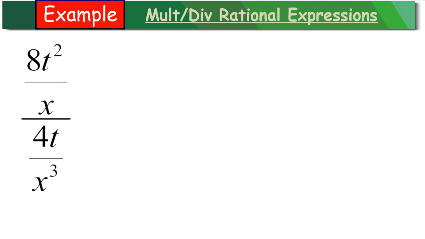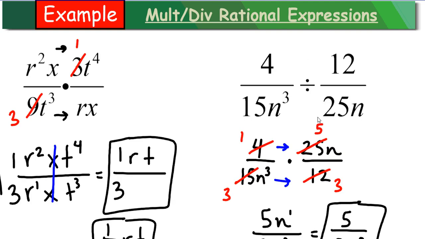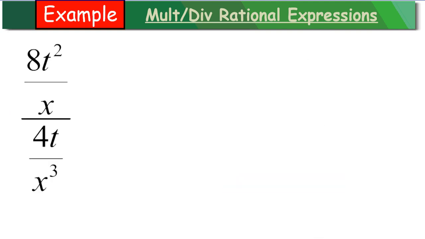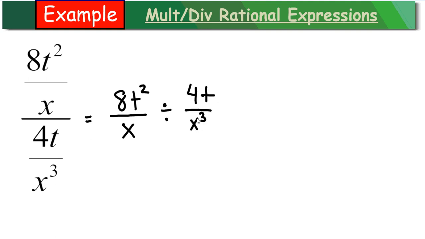Here's another one. It actually is identical in theory to the one that we did before. The book calls this a complex fraction. It's when you have a fraction dividing another fraction, but don't give it more credit than it's due. It's actually no more difficult than this question that we did just a second ago. If I have a complex fraction, I'm just going to rewrite it as the following. So realize it's the exact same thing as if I wrote this as 8t squared over x divided by 4t over x cubed. So take a second, realize that this fraction bar is the same as that division symbol. They mean the same thing.